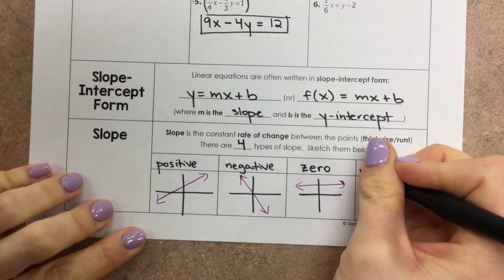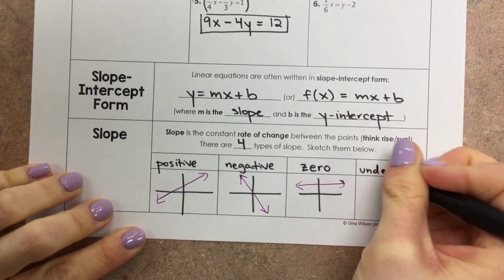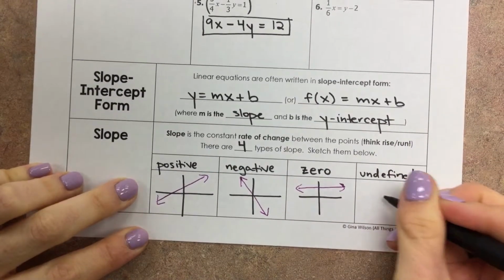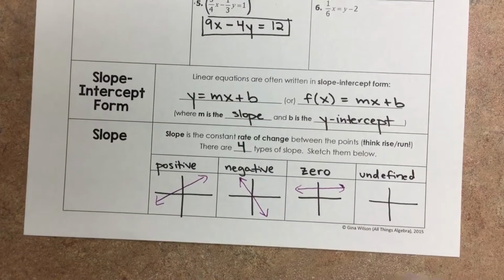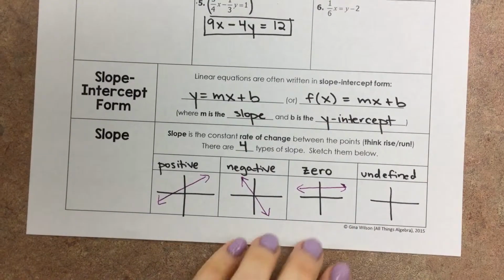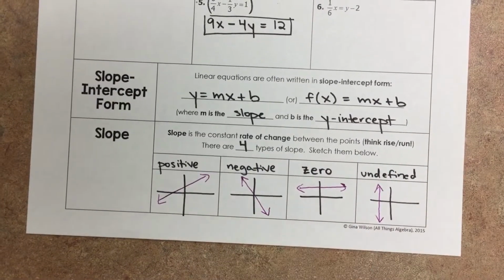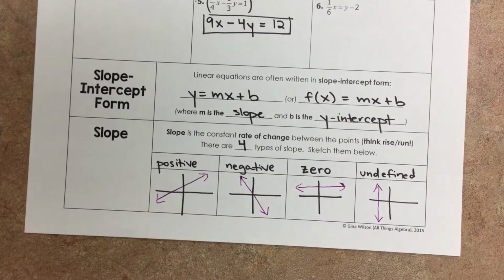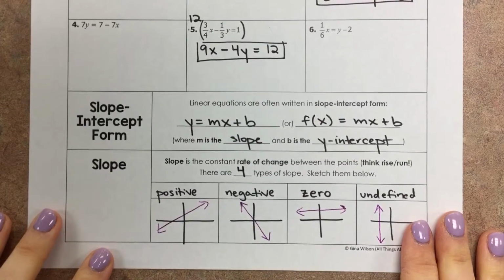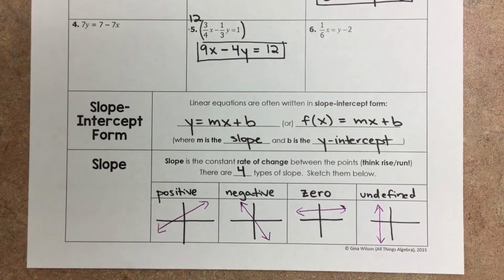Or the last one is that the slope comes out and it is undefined. And what that means for a slope to be undefined is instead of being straight horizontal, it is straight vertical, like this. So that is the 4th and final option. So you guys might see any slope over the next few days that looks anything like any of those 4.